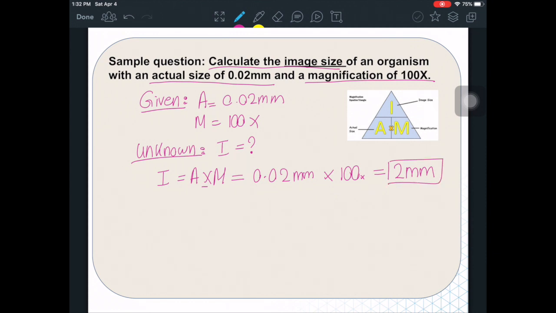So remember, every question, first you find your givens, then you find your unknown, you use the triangle to create an equation, you put these numbers in, and you find your final answer. Very, very simple. Especially using this triangle, it will make your life so much easier than having to memorize anything like that.